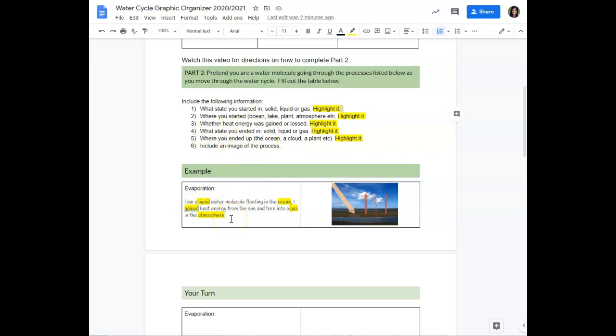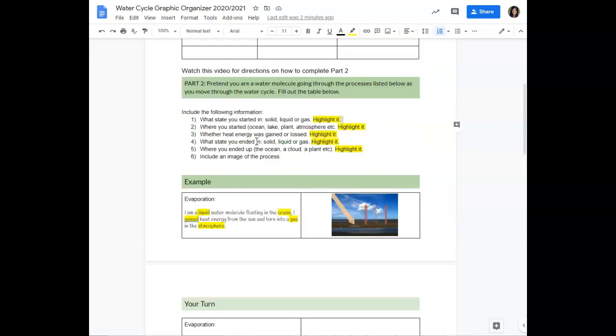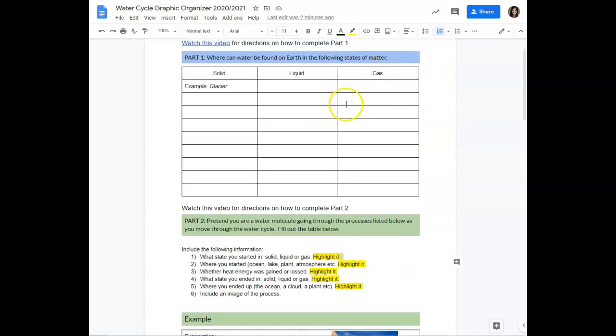And then I want you to tell me what state you ended up in. So for evaporation, we know that you end up as a gas. So I turned into a gas. And then I want you to tell me where you ended up. Where on Earth? Remember, you can go back up to your table here. When water molecules are a gas, where do they go? Where do you find gas?